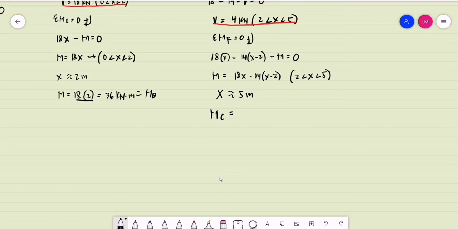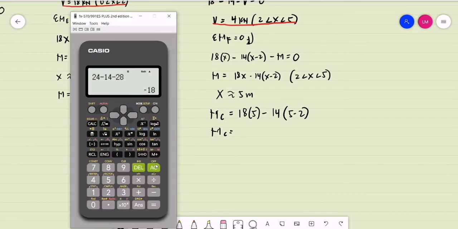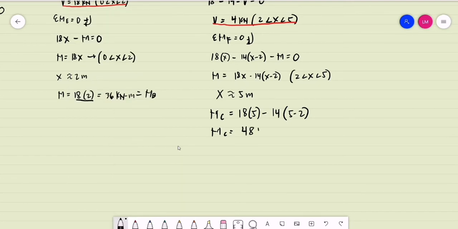The moment at point C is, we have 18 multiplied by 5, minus 14 multiplied by 5 minus 2. So we'll be having the magnitude of moment about point C. That is, we have 18 multiplied by 5 meters, then minus 14 multiplied by 5 minus 2 meters. So the magnitude of the moment at C will be equal to 48 kilonewton meter.